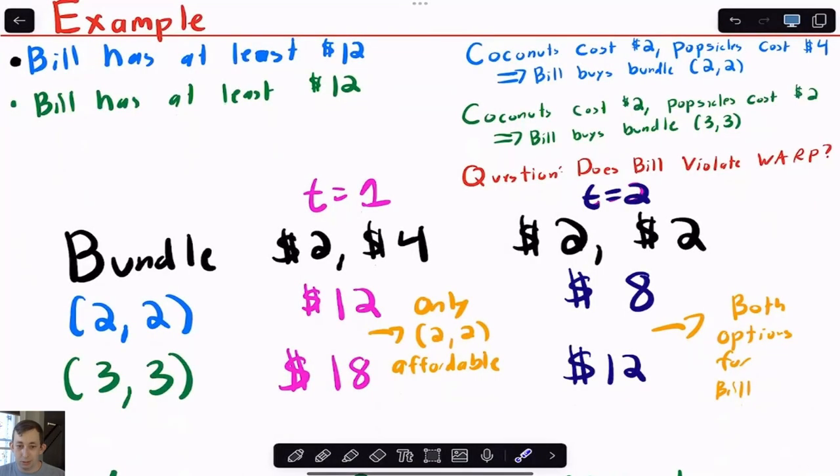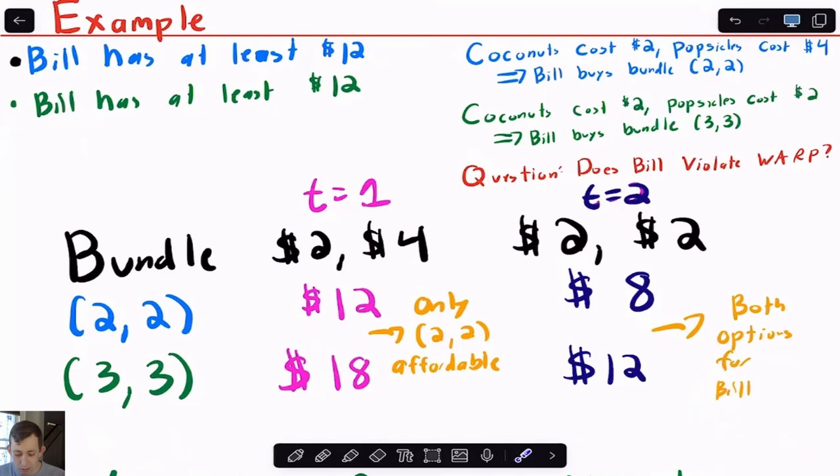So what we're going to do is break this down into two time periods, t equals 1 when popsicles cost $4 and coconuts cost $2, and t equals 2 when coconuts cost $2 and popsicles cost $2. We're going to think about the two bundles, how much they cost in each time period, see if both bundles were available to Bill under both prices or not, and then determine if he violated WARP.